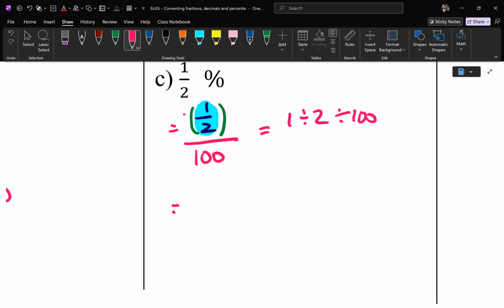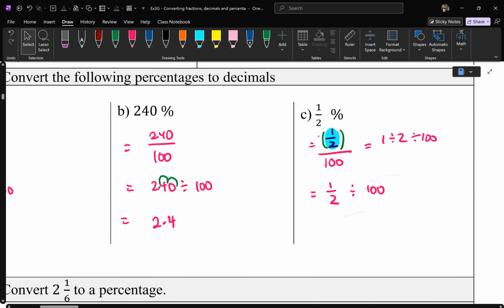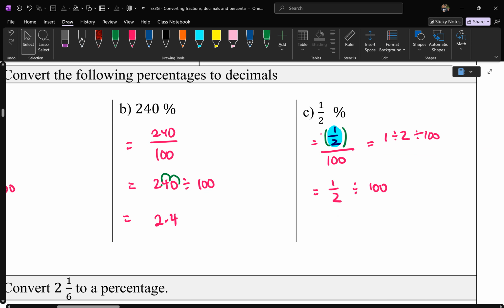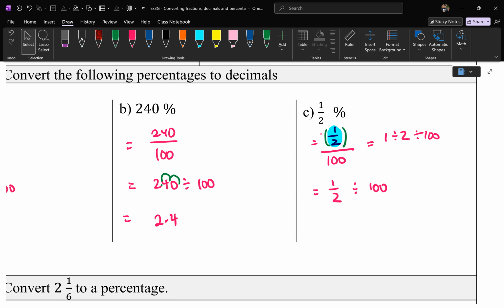This is all it means. This is what I teach my year 11 methods students. Year 11 methods students are generally the top 30% of the class, the students that are strong at maths, right? This is all you have to do. This is half, so write it. This symbol means divide, so write it out, just like how I've been doing it over here. 240 divided by 100. Half divided by 100.